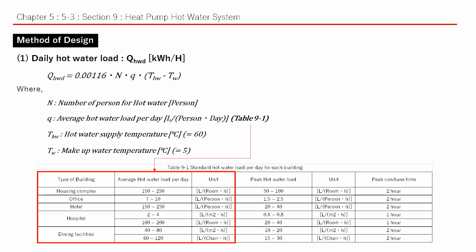Step 1, daily hot water load. It can be calculated by the following formula. N is number of persons for hot water. Q is average hot water load per day. It can be selected from the following table, table 9-1. But please be careful, the unit depends on the type of building. THW is hot water supply temperature. TW is makeup water temperature.